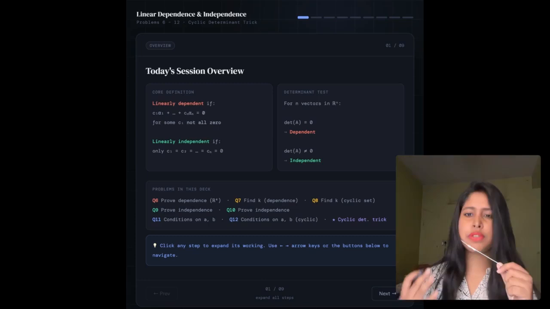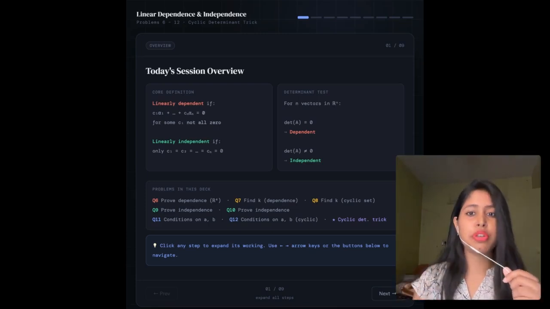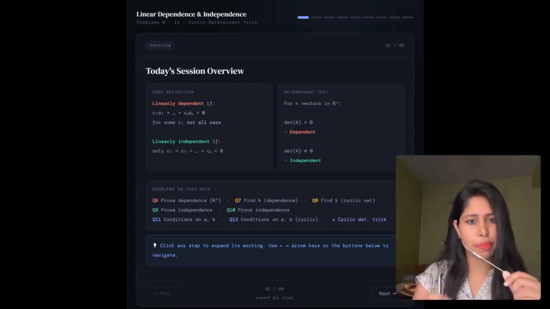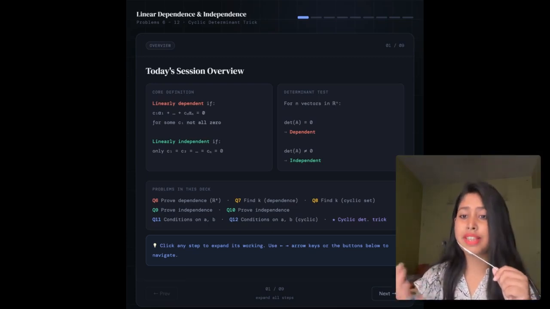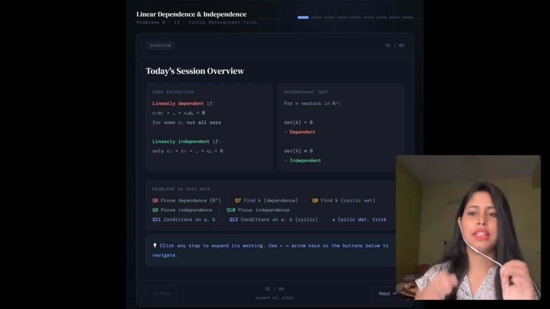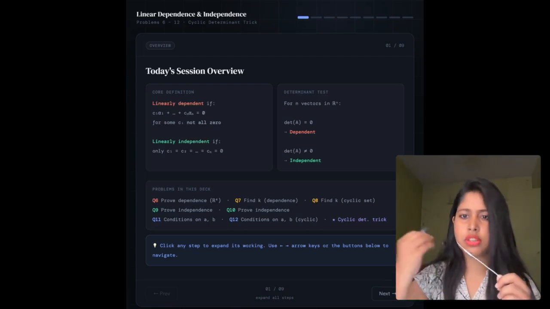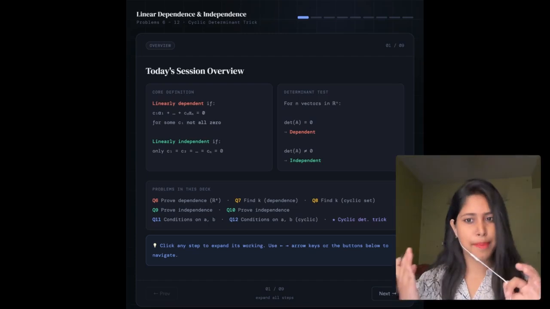Now, we are going to do seven problems and one bonus trick. At the end of this video, you will be comfortable proving that a set of vectors is linearly dependent or independent, then finding unknown constants that make a set dependent, or setting up and solving conditions on parameters a and b. And lastly, we will do this shortcut called the cyclic determinant trick at the end. Okay, so yes, grab your notebook and let's go.